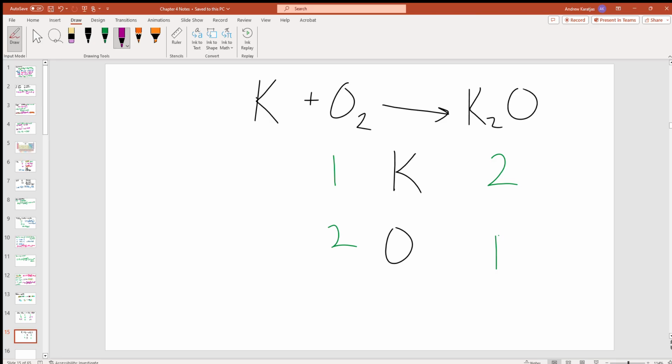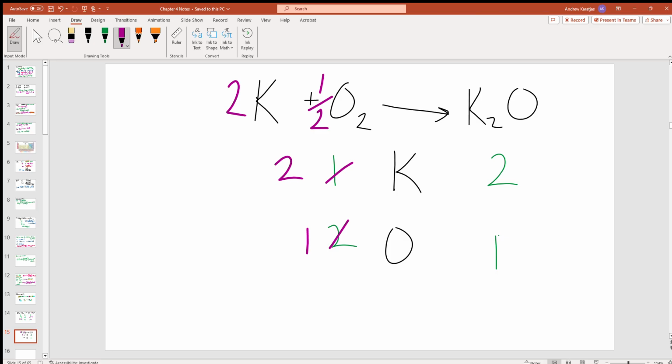So I'm going to start by putting a 2 in front of potassium. That means potassium is balanced. All right, now what do I need to do to balance oxygen? Couple different ways I can go here. But probably the easiest way is if I could put 1/2 here in front of oxygen, then that becomes balanced because I only have 1 oxygen on the left.